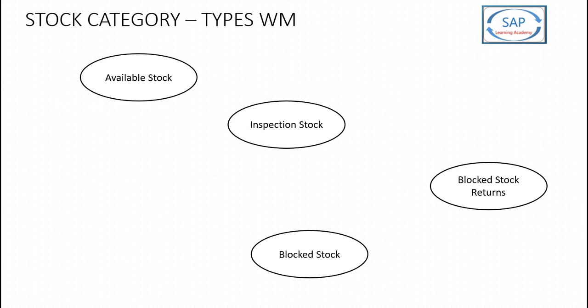And if it is found that this blocked stock should be returned to the vendor, then those materials should come under this category, blocked stock return. Here you can create a different PO to return to the vendor, and then those articles or materials are returned to the vendors. So these are the main four types of how the stock is processed inside the warehouse.